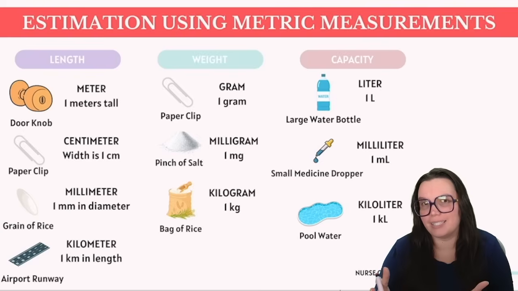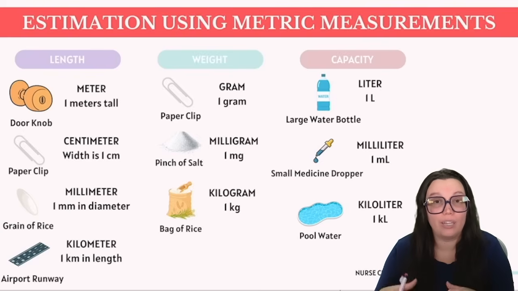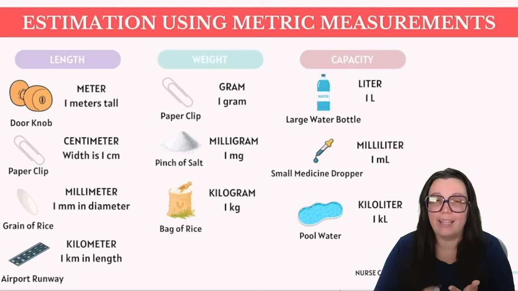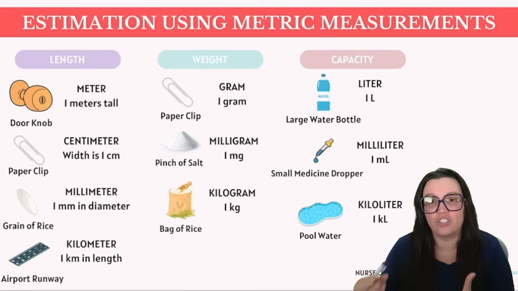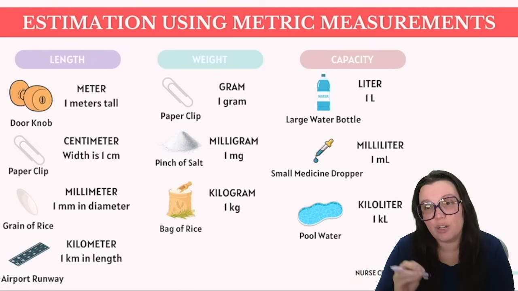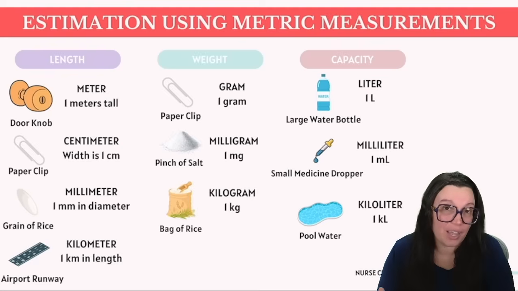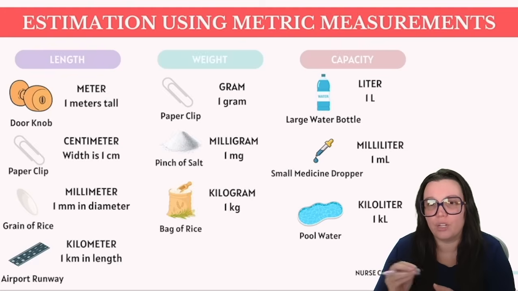So let's talk about estimation. On the ATI TEAS, you're going to have to use your best judgment in regards to length, weight, and capacity when it comes to various items. So starting with the estimation involving length, you're going to be using metric system conversions. It is a crucial skill that you're going to need to know for the ATI TEAS as well as healthcare. So choosing the appropriate unit of measurement depends on the object that you are measuring.